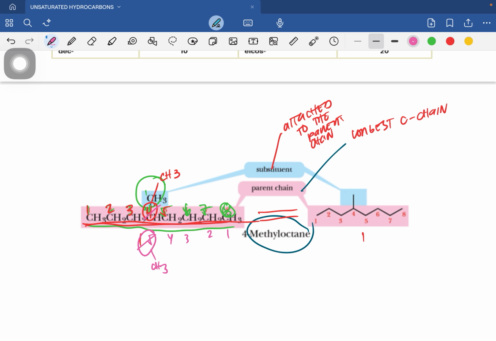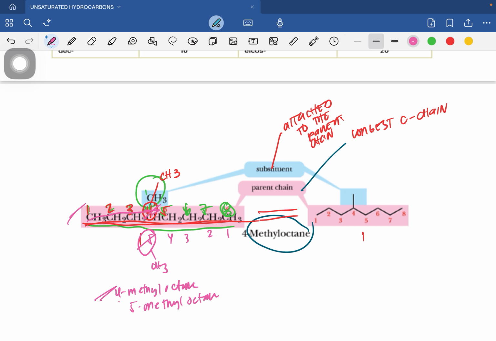Of course, doon tayo sa lowest number of carbon that will let you see the first substituent. So we prefer to count from this side going to this side. Okay? That's why the name for this one is 4-methyl octane, not 5-methyl octane. Okay? You choose itong number na to that will give you the lowest number of carbon.